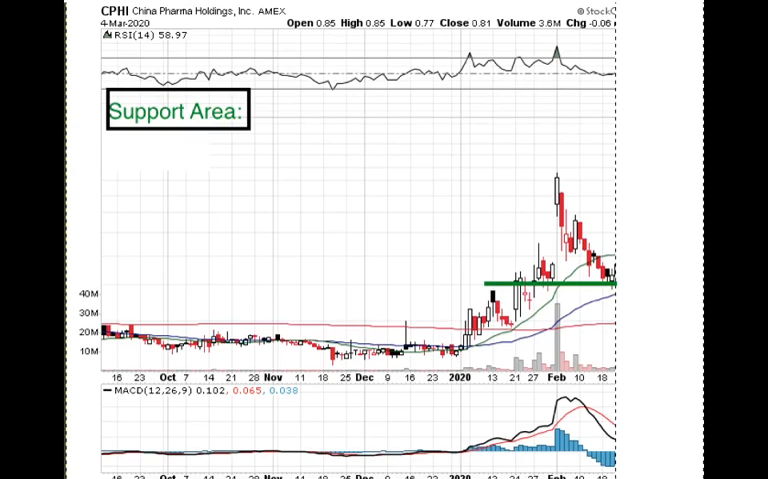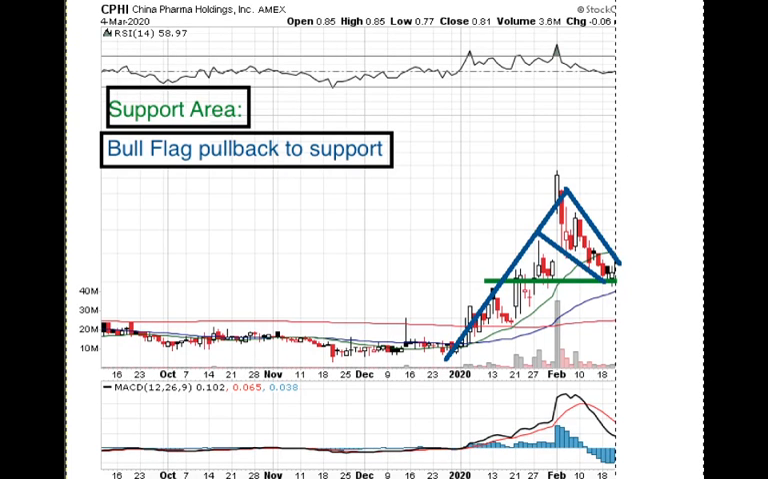So the first thing that pops to my mind is this area of support. This would be the third bounce off of it. Next, I see a bull flag to support. Wait a minute, Bromos, this awfully looks familiar. Well, my response to that is, I don't know what you're talking about.